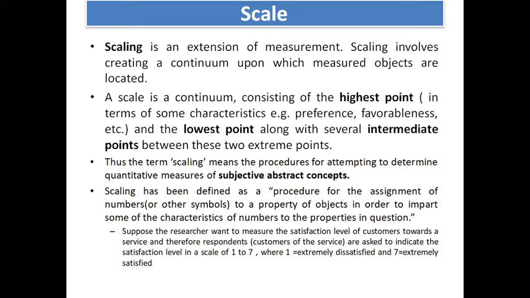Suppose the researcher wants to measure the satisfaction level of customers towards a service, and therefore respondents are asked to indicate the satisfaction level on a scale of 1 to 7. So what is the continuum? The continuum is 1, 2, 3, 4, 5, 6, 7, where 1 is equal to extremely dissatisfied and 7 is equal to extremely satisfied, and other numbers are in between 1 and 7.